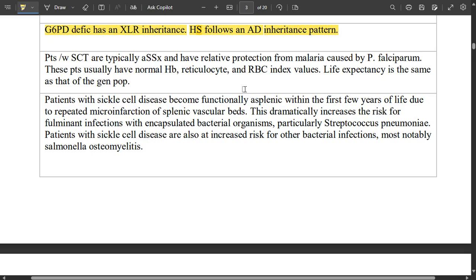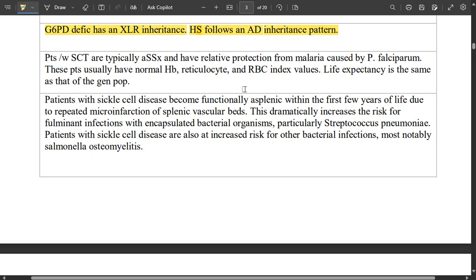But when Plasmodium falciparum enters the RBCs, the weak RBCs, like in sickle cell disease or sickle cell trait, they cannot harbor many Plasmodium falciparum parasites and thus burst even when a small number of parasites infect those RBCs, thus providing relative protection from malaria.